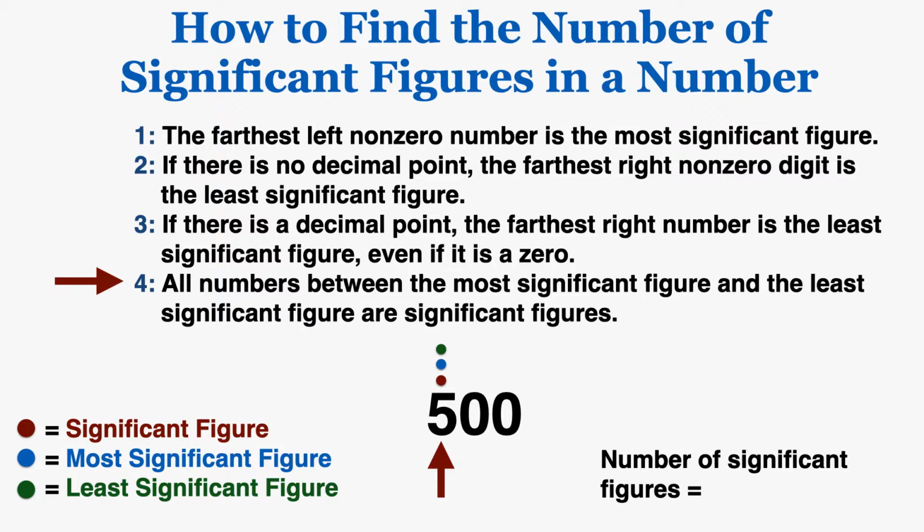And all numbers between the most significant figure and the least significant figure are also significant figures. And again, this rule would apply, but there are no numbers between the most and least significant figure, because that's actually the same number. So we followed all 4 rules, and I can see that there's only one number that actually is labeled as a significant figure, so that 5 is the only significant figure in the number. So there's only one significant figure in the number 500.